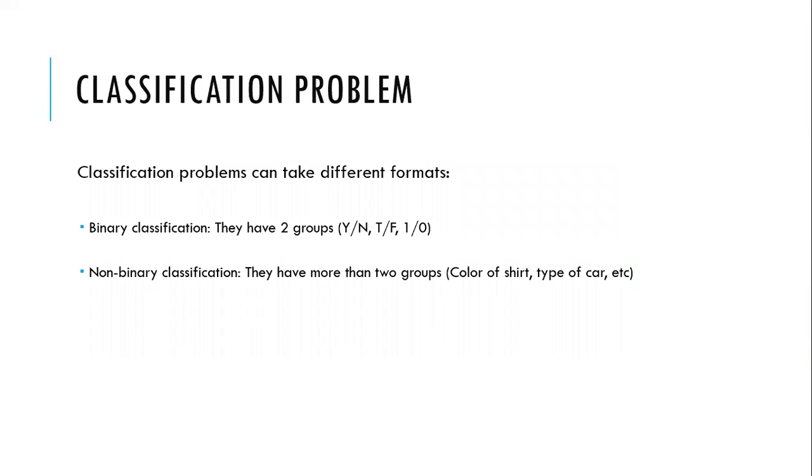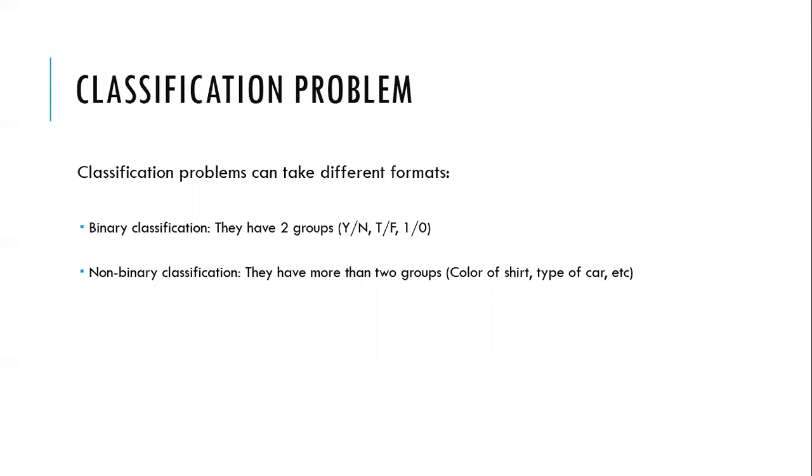So classification problems, like I just explained, can be divided into two different formats. The first format is binary classification. So they have two groups. It's either a yes or no, true or false, 1 or 0, success or failure, right? Then we have the non-binary classification, which has more than two groups.